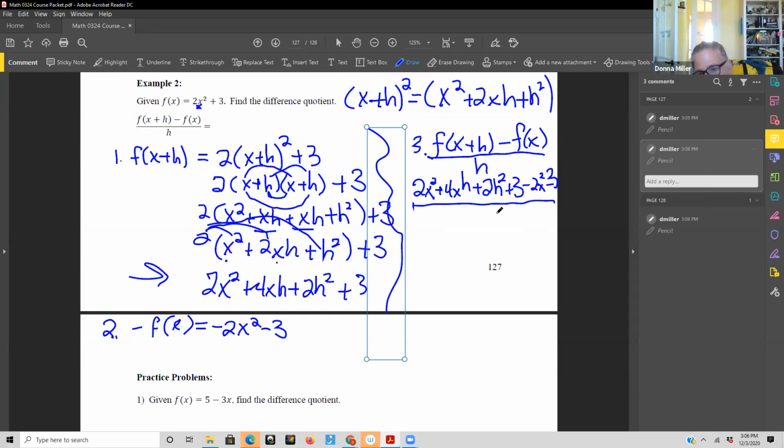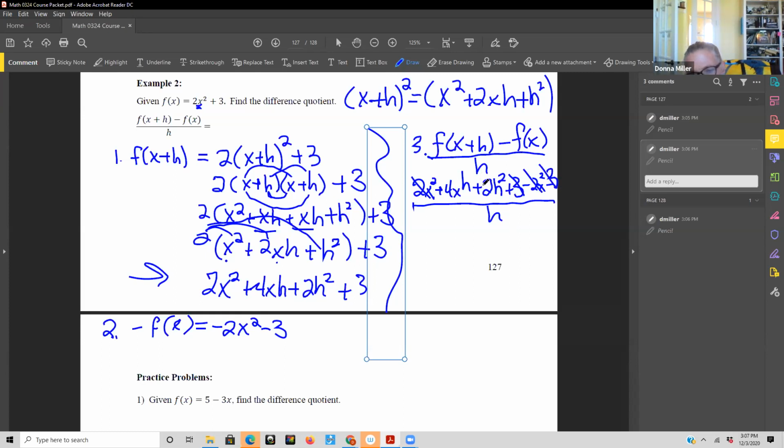Now, what's going to happen? This looks gross, but a bunch of stuff on the top is going to cancel. In fact, everything that doesn't have an h in it should cancel. That's one way to check myself. So the 2x squared cancels, and 3 and negative 3. See how everything that didn't have an h canceled?